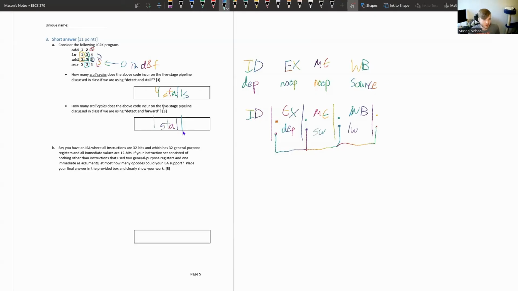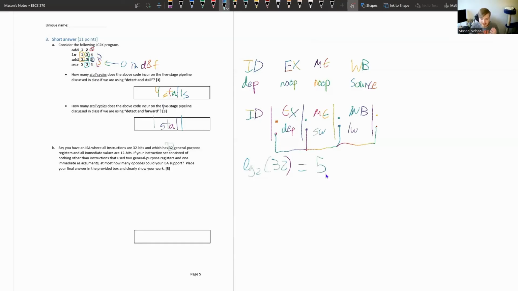Let's move on to part B. Say you have an ISA where all instructions are 32 bits, which has 32 general purpose registers, and all immediate values are 12 bits. So immediately pause. Whenever I see 32 general purpose registers, I think, okay, how many bits do I need to represent those 32 registers? Well, if we take the log base 2 of 32, we get 5. So we only need 5 bits in order to represent 32 distinct values.